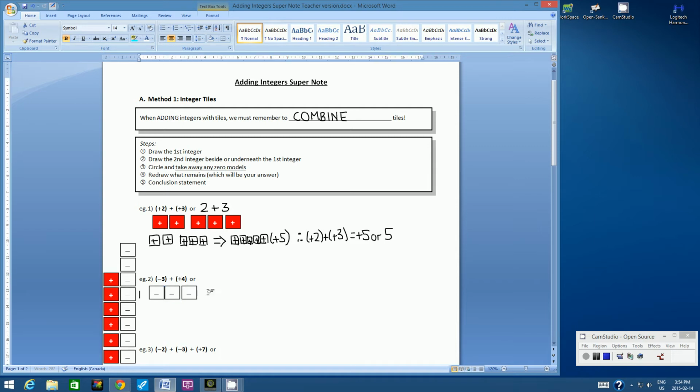Okay? And then we combine it with the second integer. The second integer is +4. So as you bring over your +4 integer tiles, are you going to place them beside or underneath? What do you think? Okay, so let's bring over our 4 positive tiles. Now, hopefully you answered that you're going to place them underneath, and there's a very good reason why we're going to place them underneath.